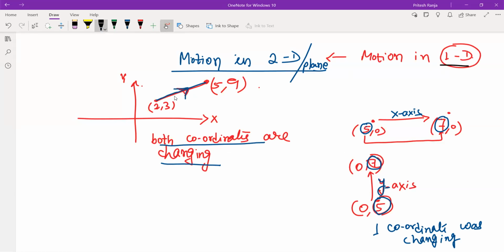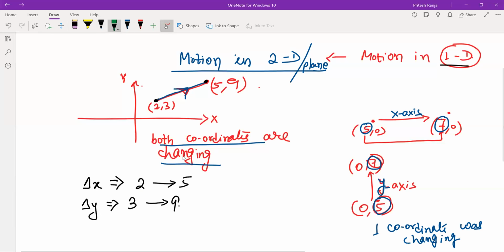in two dimension. So here, let us suppose, for example, object moved from point (2,3) to (5,9). So what is the change along x? It moved from 2 to 5. If we observe the change along y, it moved from 3 to 9. So in short, we can say there are two one-dimensional motion. This is one-dimensional motion and this is also one-dimensional motion.